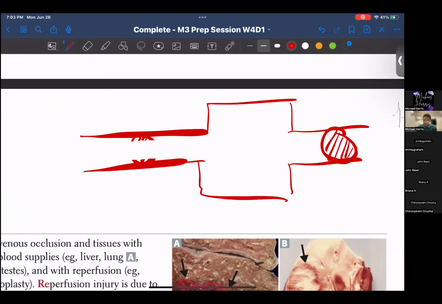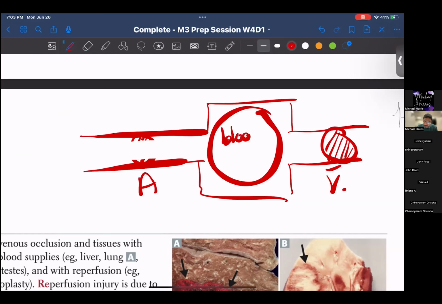in the vein versus the artery. Now, if it blocks it in the vein, do you have blood present in this location, in the organ? Yes, you have blood present in the organ. So this is what ends up causing a red infarct.